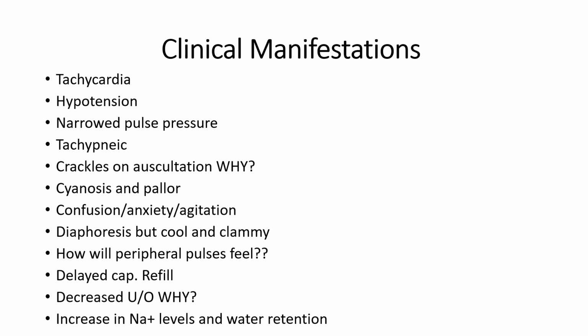Okay? Same thought as our GI system. Is it going to have that normal peristalsis if we have decreased perfusion and oxygenation? No, that's going to slow right down. So you're going to see that common trend with all the other organ systems. And like I said, it's going to click as we get through each different shock type. We may have an increase in sodium levels. We may have an increase in water retention with cardiogenic shock. And I think we have everything on this slide.